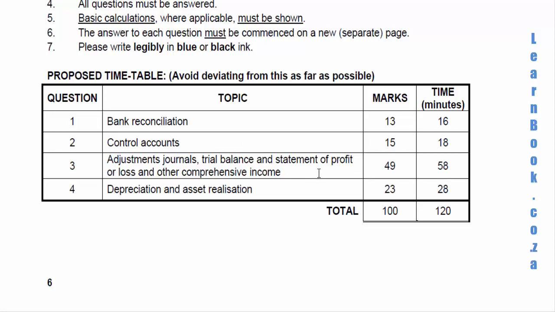Question 3, adjustments, journals, trial balance, and statement of profit and loss and other comprehensive income, 49 marks. Question 4, depreciation and asset realization for 23 marks. The total is 100 marks. The time is 2 hours.